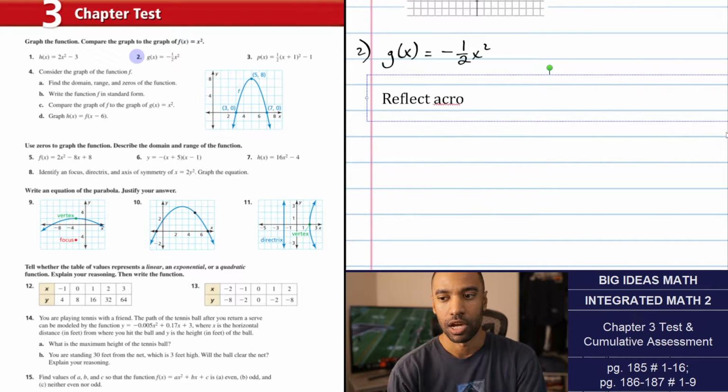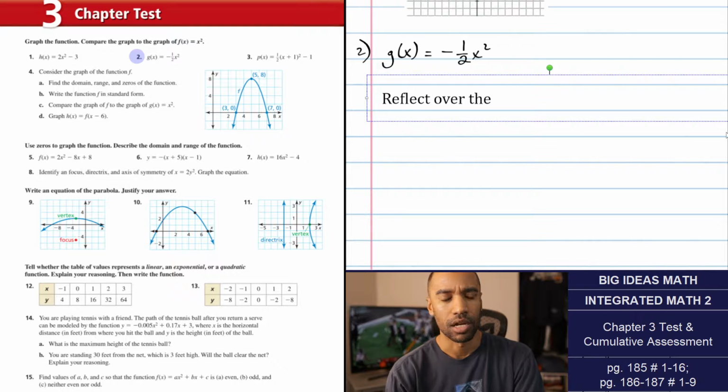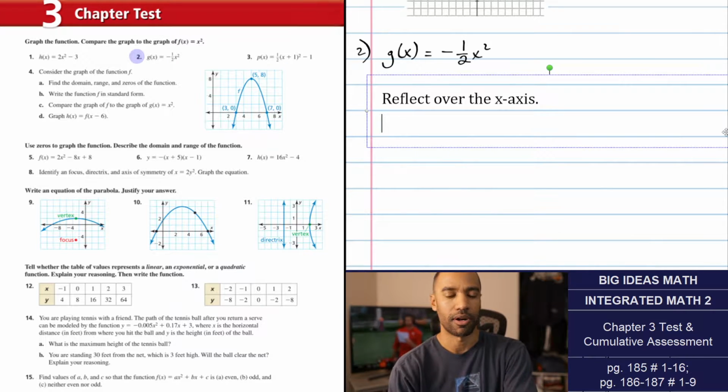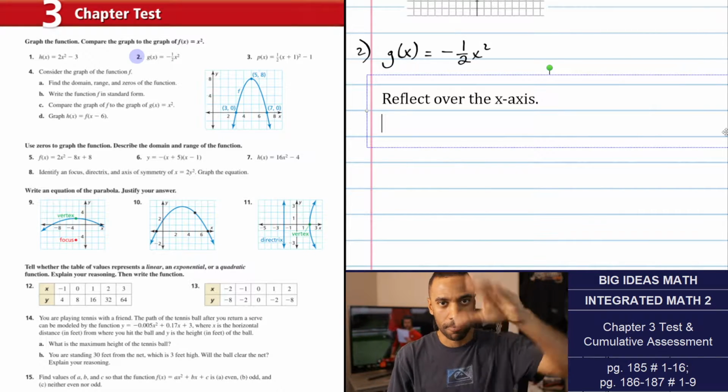You reflect across or over, I think they say. I'll say over. They say a reflection in, but reflection over the x-axis. You reflect over the x-axis. That's going to be the part that makes that thing negative. This graph will flip over that way.